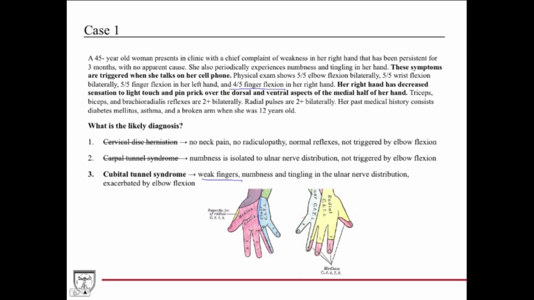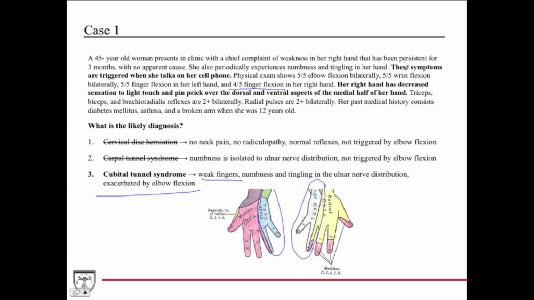They have numbness and tingling in the ulnar nerve distribution, like we talked about, and then it's exacerbated by elbow flexion. So when someone talks on their cell phone, they have to get their phone up to their ear, and so you're constantly flexing your elbow. And so flexing the elbow is the same thing as flexing the wrist with carpal tunnel. With cubital tunnel, when you flex your elbow, you're compressing the cubital tunnel, thus you're further exacerbating the compression of the ulnar nerve, thus you exacerbate and trigger the symptoms.